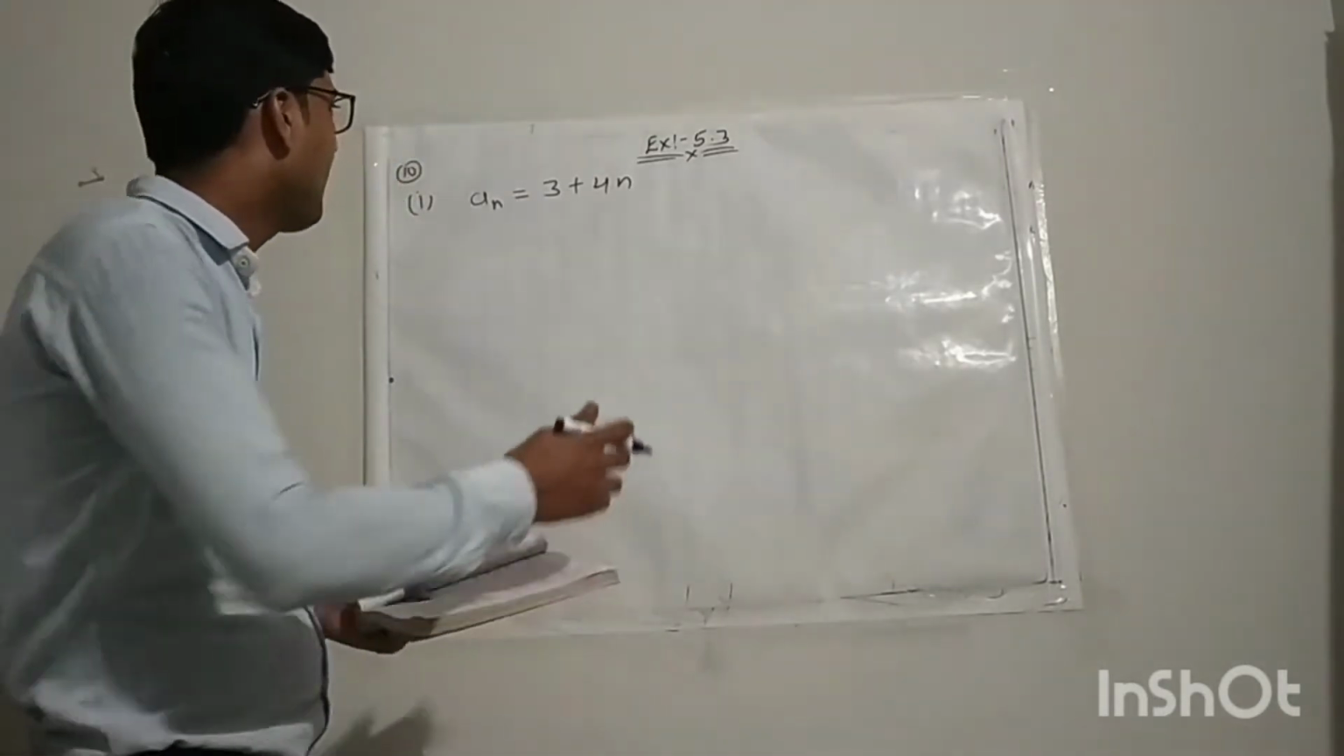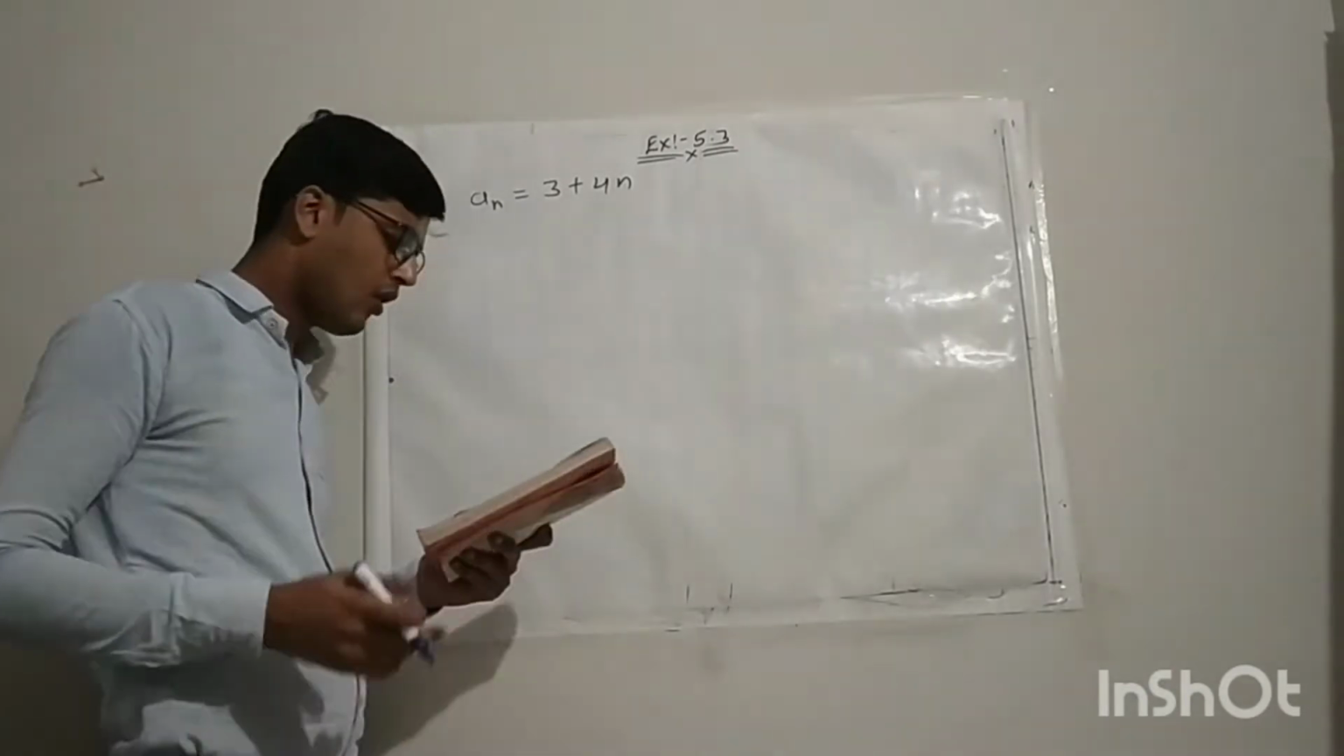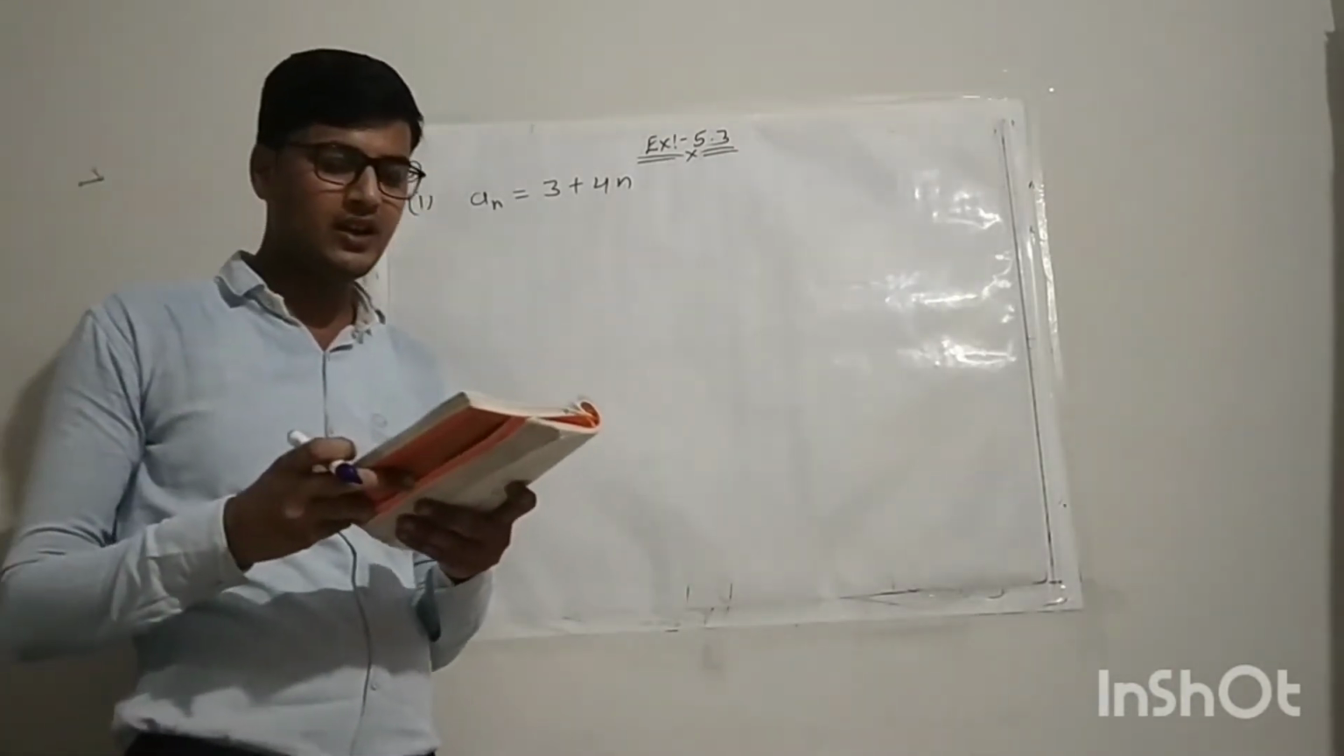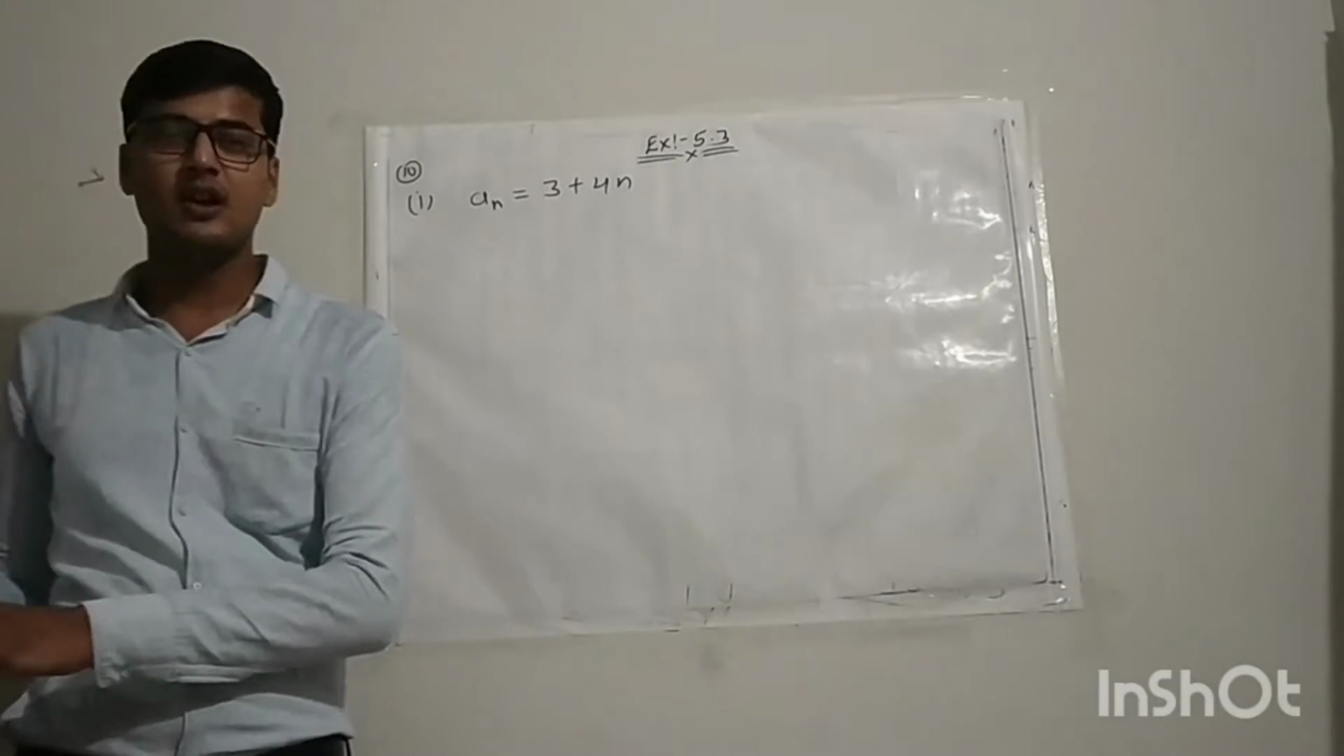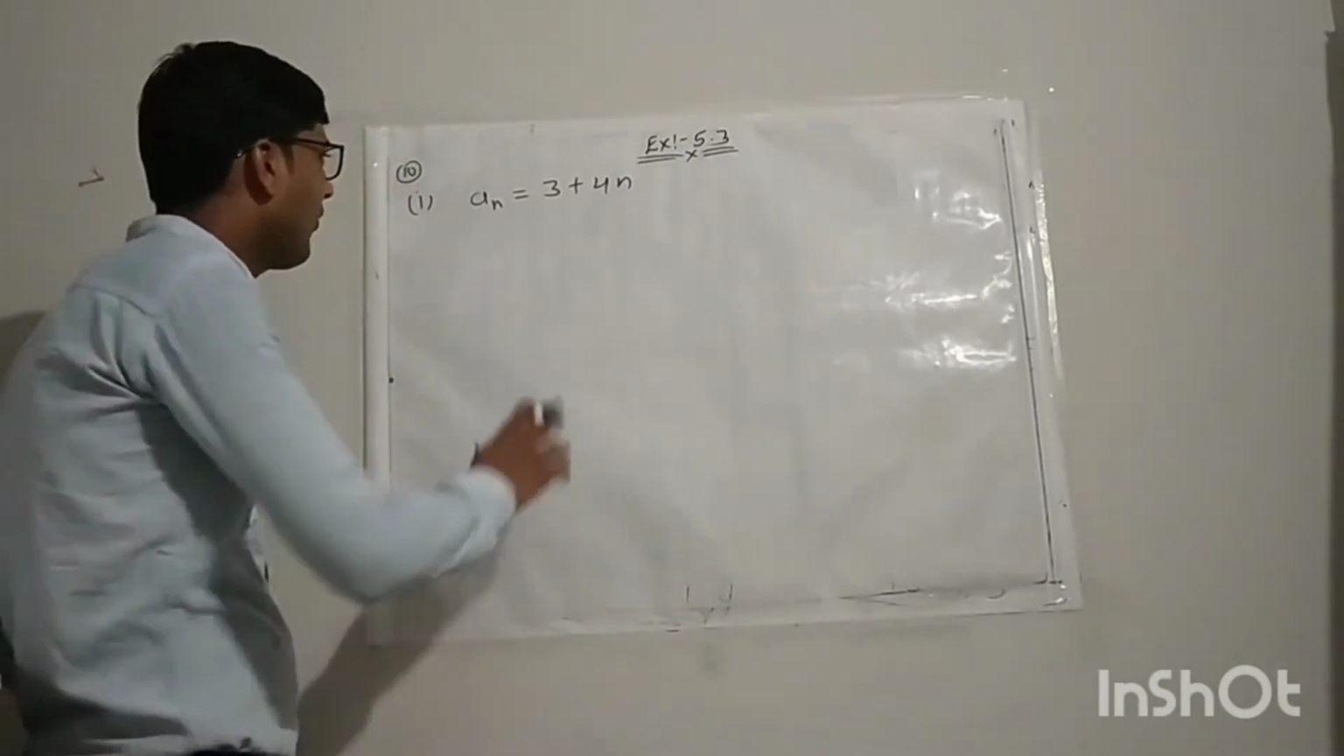Okay, so आपको AP फाइंड करनी है, AN की वैल्यू गिवन है. Also find the sum of first 15 terms in each case. Okay, sum of 15 terms find करना है. So first we find AP.